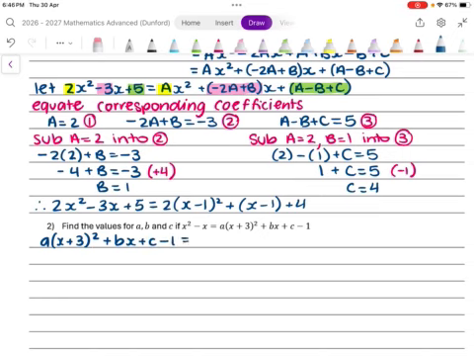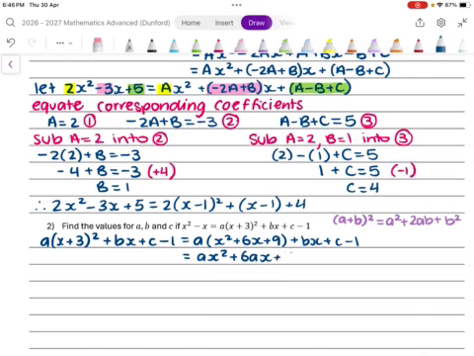So again, we have x plus 3 all squared, which is our perfect square, but this time it's A plus B all squared is equal to A squared plus 2AB plus B squared. So this will be A lots of x squared plus 6x plus 9 plus our bx plus our C minus our 1. This then equals our ax squared plus 6ax plus 9a plus bx plus C minus 1.